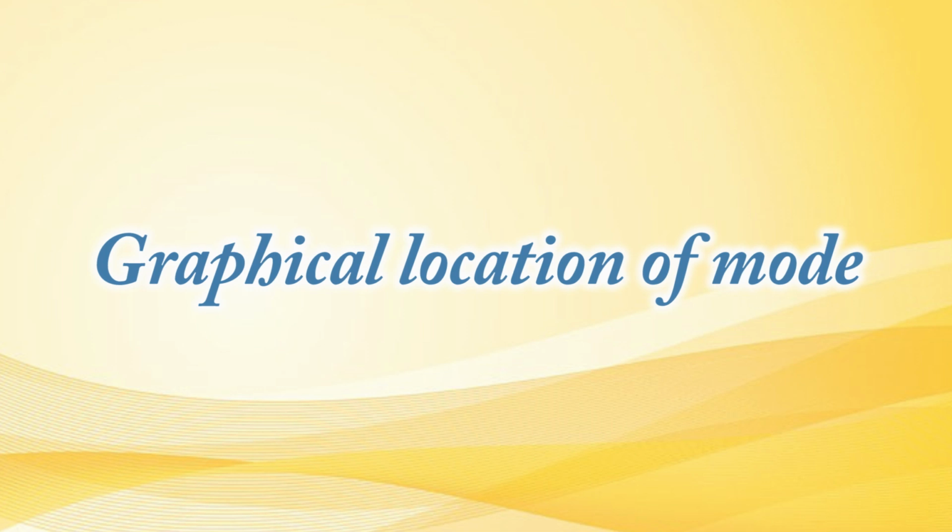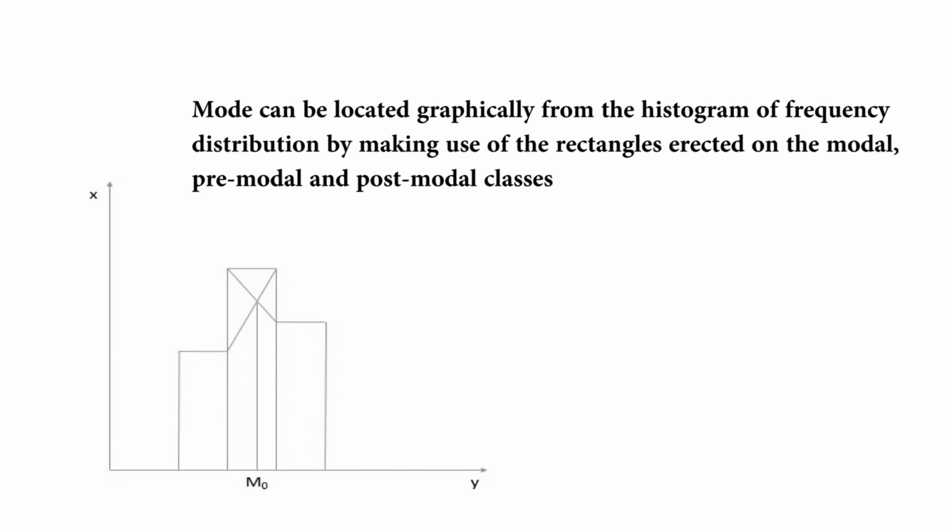Now, we shall look into the graphical location of mode. Mode can be located graphically from the histogram of frequency distribution by making use of the rectangles erected on the modal, pre-modal and post-modal classes. The method of obtaining mode graphically consists of the following steps.